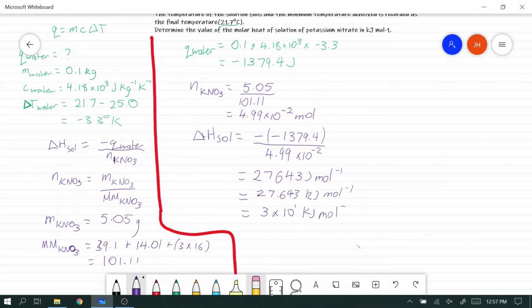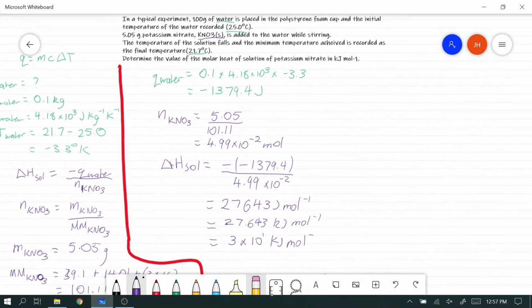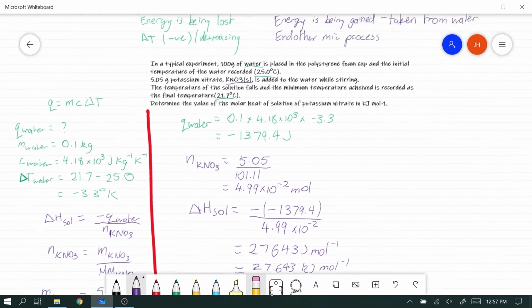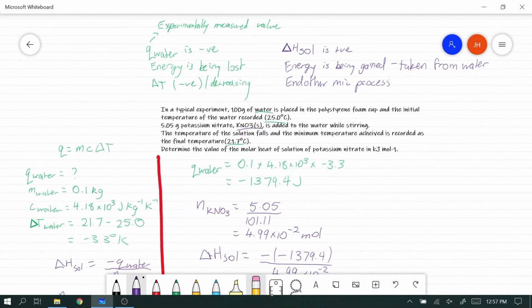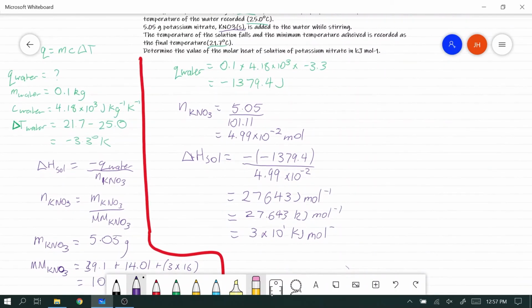And you should also notice that our answer that we gave for delta H over here is positive, as we said up the top, and the answer that we gave for Q of water was negative, which matches the theory that we talked about at the beginning. And there you have it, the molar heat of solution for potassium nitrate in kilojoules per mole to one significant figure.